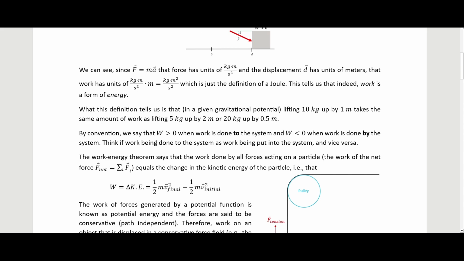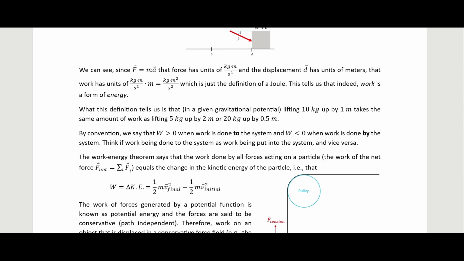By convention, we say that work is greater than 0, meaning that it's positive, when work is done to the system, and that work is negative when work is done by the system. So the way I think about it is that if work is being done to the system, it's like we're putting energy into the system. So we're putting work into the system. Whereas if work is being done by the system, then the system is actually doing work on the outside world. So the system is putting energy out into the world. It's putting work into the world.